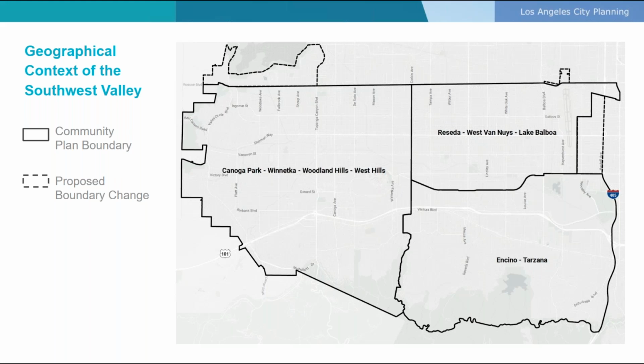Other significant features of the Southwest Valley include the LA Metro Orange Line Busway, the Warner Center Neighborhood and Business District, which is governed by a specific plan, the Van Nuys Airport, and the Ventura Boulevard Corridor, also governed by a specific plan. As part of the Community Plan Update Program, several proposed boundary change areas are being considered, as denoted by the dashed lines on the map. More information regarding these changes will be discussed later in this presentation.